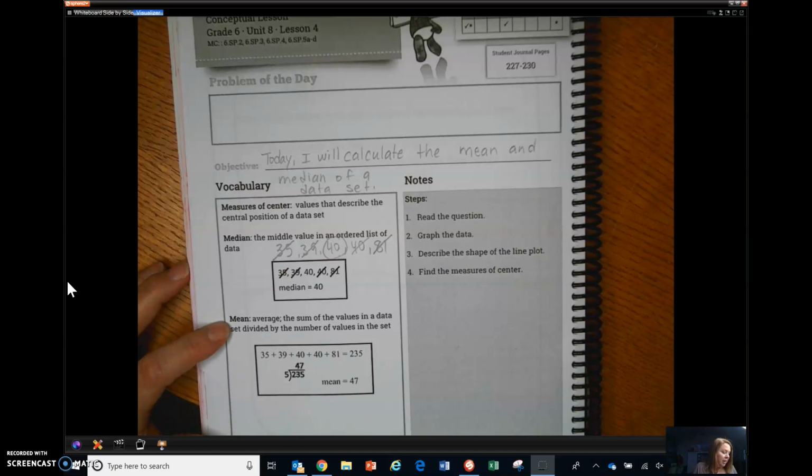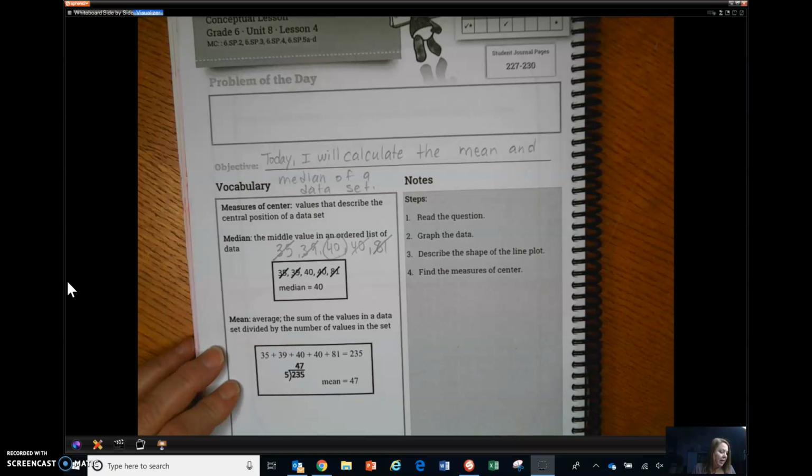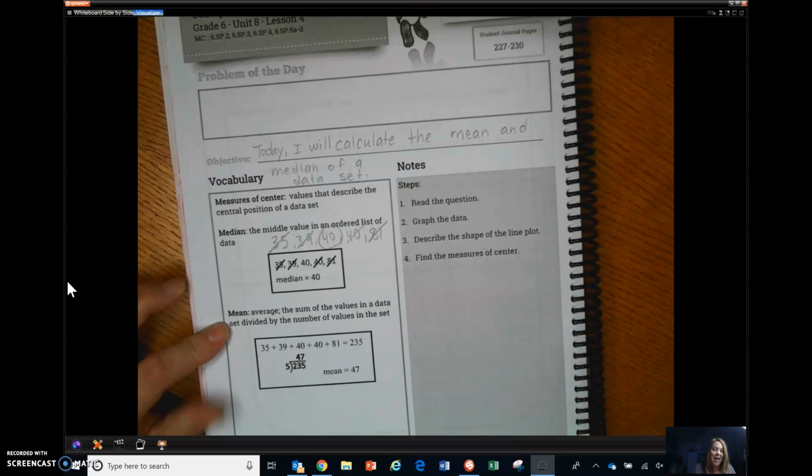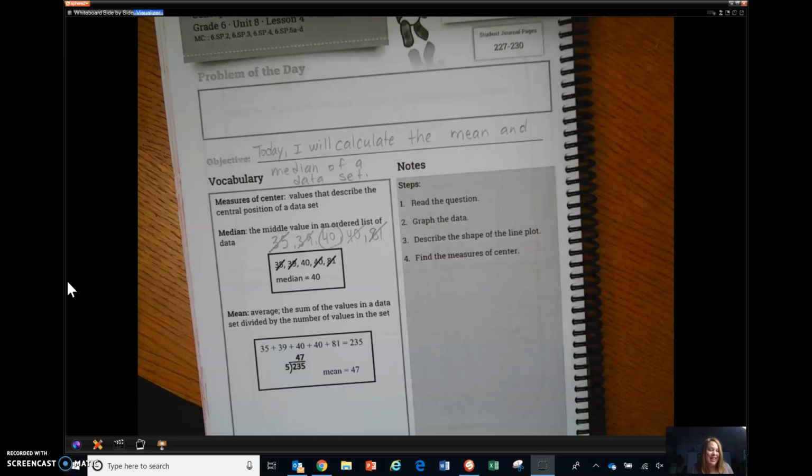Mean is the average: the sum of the values in a data set divided by the number of values in the set. I wear that t-shirt that says math teachers aren't mean, they're above average. This is the joke right here. People think you're talking about being mean, but you're talking about average.